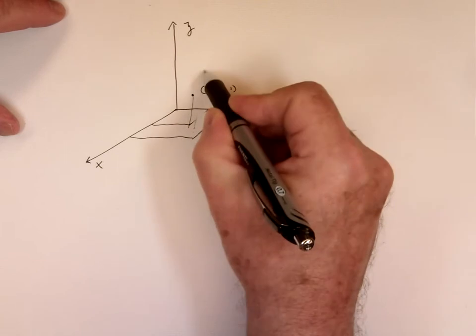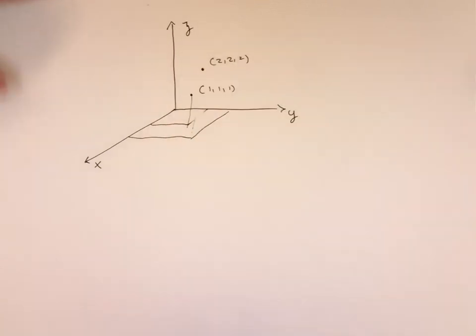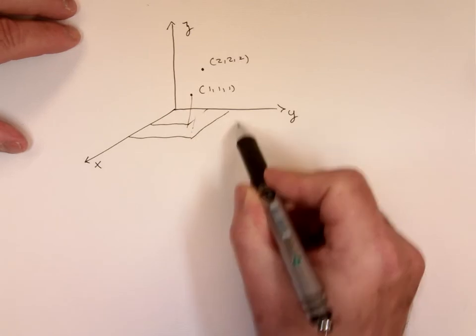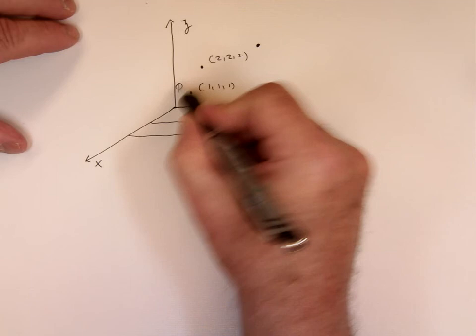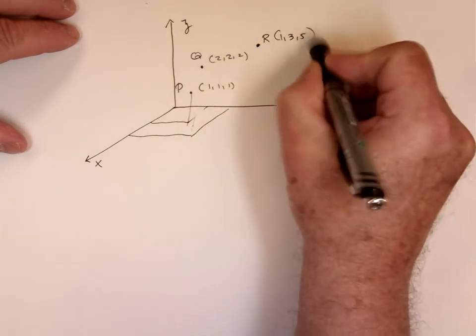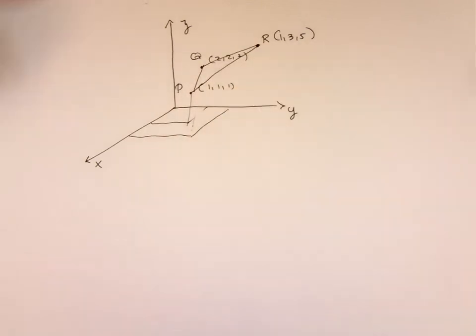Now, if you give me 3, 3, 3, there's no plane through those points. Those points are collinear, and there's no plane. What was the other one? 1, 3, 5. I don't know, up here somewhere. P, Q, and R. 1, 3, 5. We want to find the equation of this plane through those 3 points.